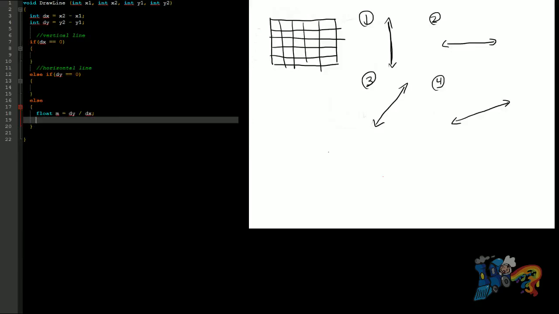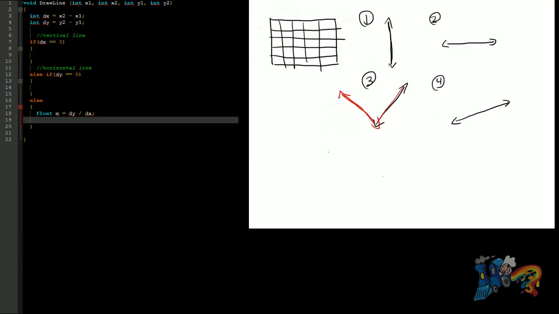Now, notice I don't care if the slope is positive or if it's negative. I just care if it's steep or shallow, because even if it's negative, I'm still only going to be setting one x value per y value that I iterate over. It doesn't change depending on whether it's positive or negative, which means we need to check against the absolute value of the slope, because we just need to determine how much of a slope it has, not whether it's negative or positive.